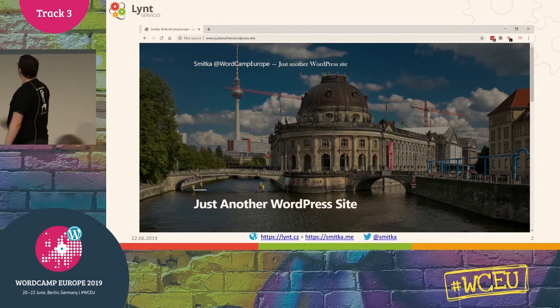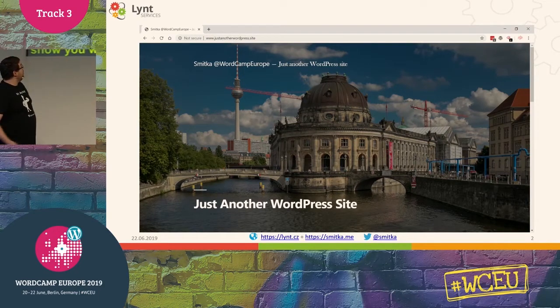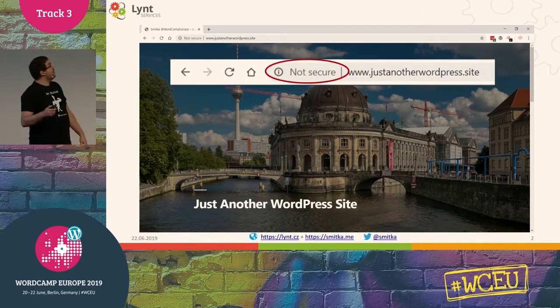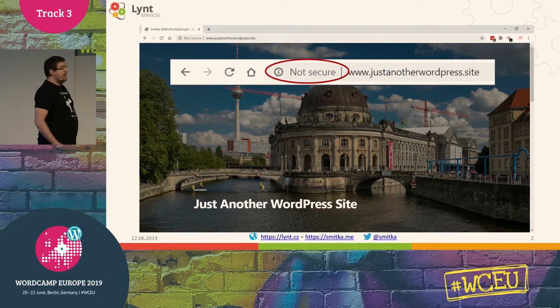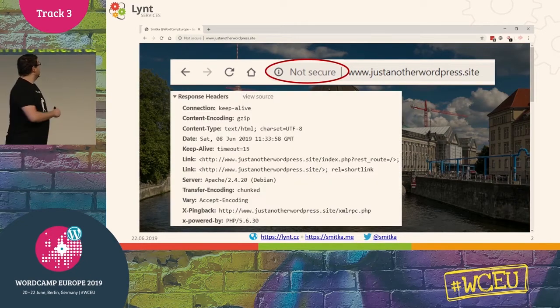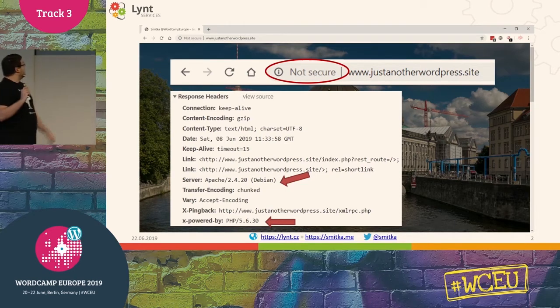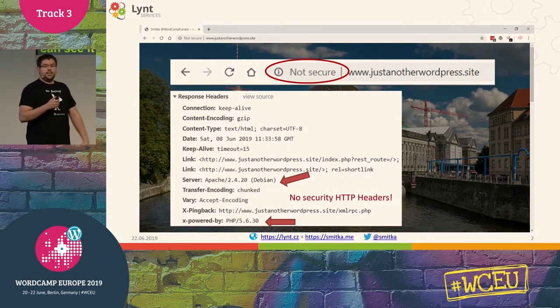This is just another WordPress site, and there is a pretty nice picture, but I can see there is no HTTPS there. It usually indicates that the author doesn't care too much about security. So let's prove it and check HTTP headers. We can see really outdated server components here, and we cannot see any HTTP security headers.